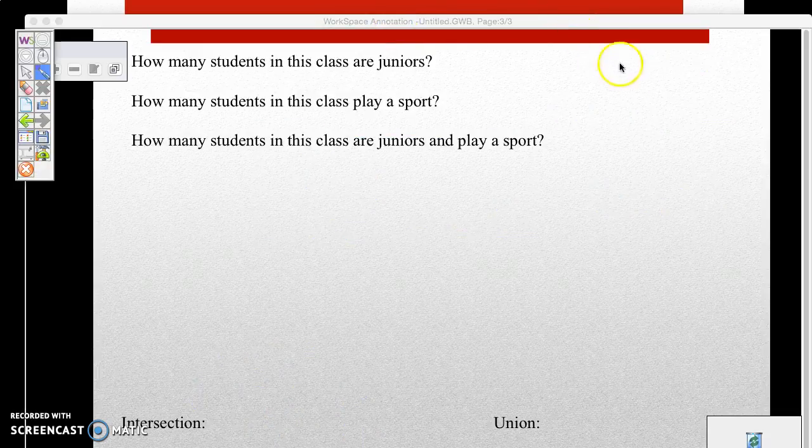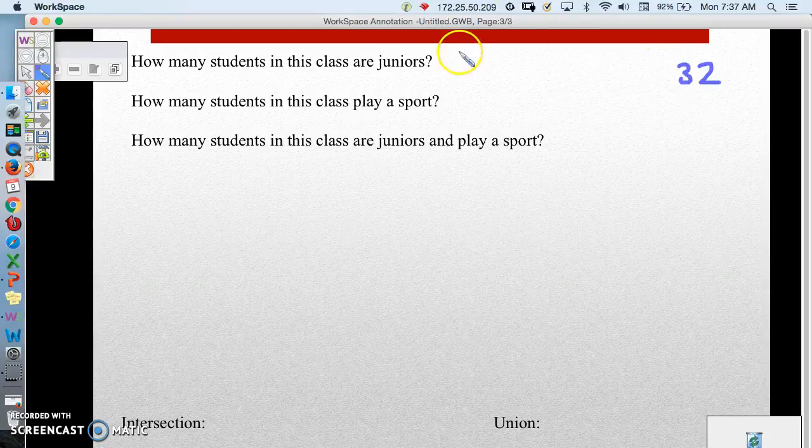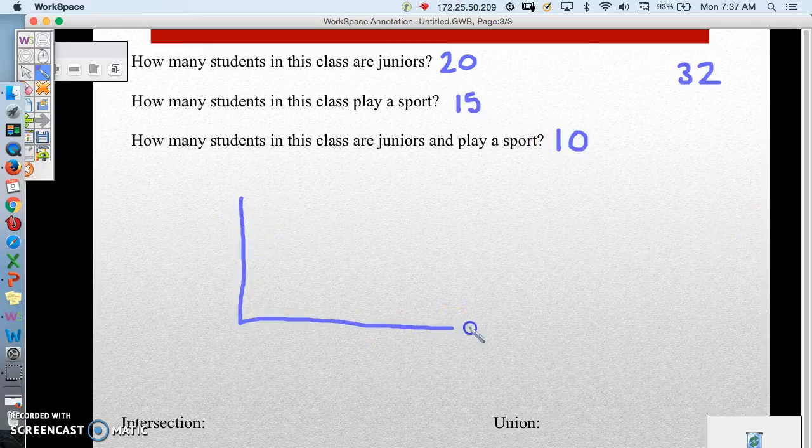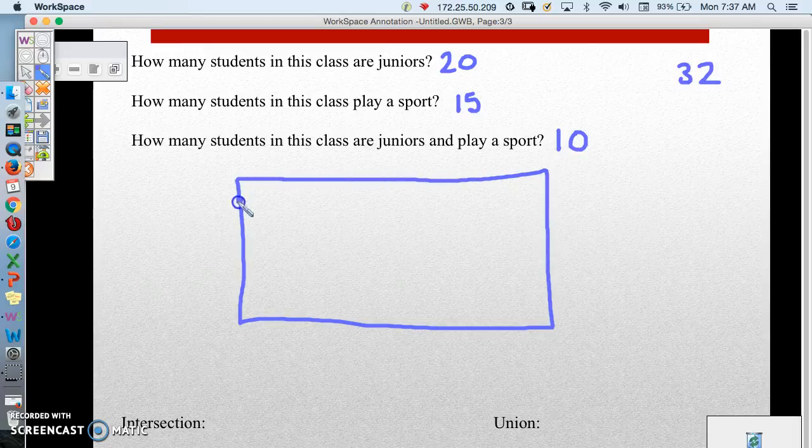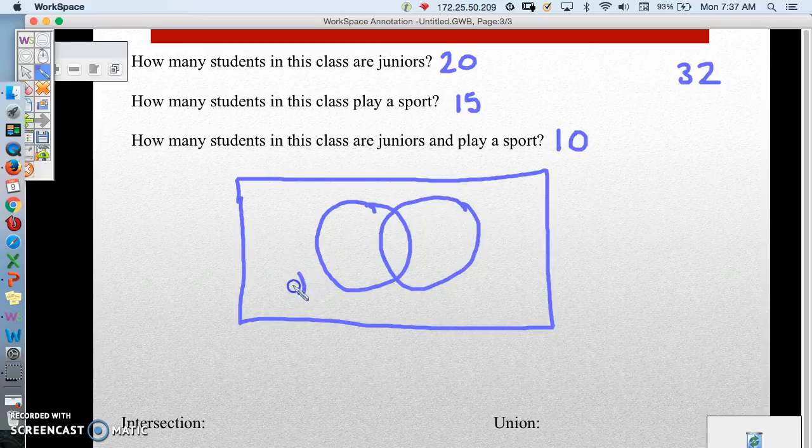So let's say in the same class, there's 32 students, 20 that were juniors, 15 that play a sport, and 10 that were juniors and play a sport. If we were to draw this diagram now, we would have circles overlapping. Here's our juniors, here's our sport circle. There are 10 that are in both. Since there's 20 juniors, that's 10 juniors that don't play a sport. And there's 5 out here, so 25. So we have 7 students out here.